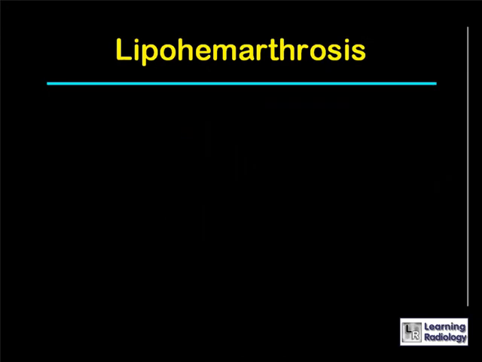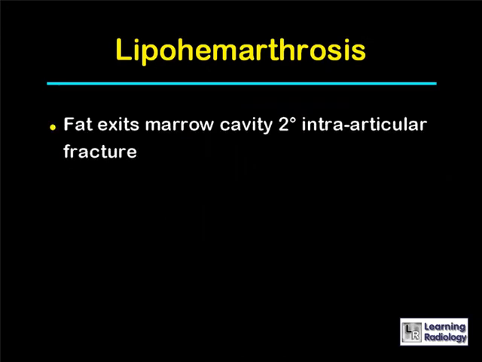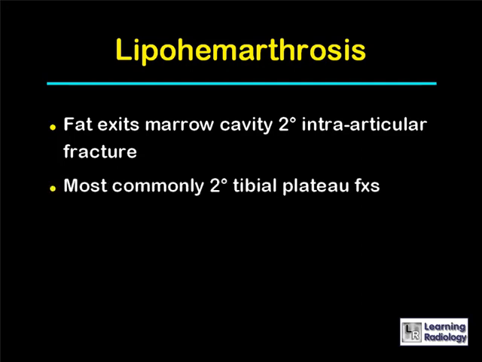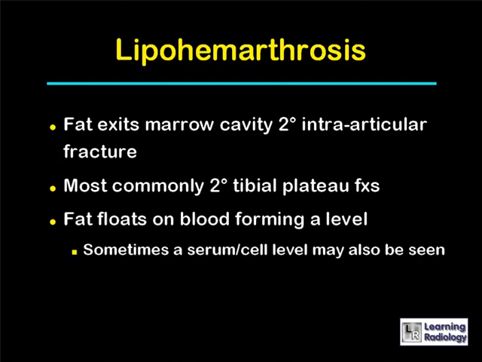A lipohemarthrosis occurs when fat exits the marrow cavity secondary to an intra-articular fracture. It most commonly is secondary to a tibial plateau fracture. Fat, being lighter than blood, will float on the blood, forming a fat fluid level. Occasionally, there may be further sedimentation, and the cells will sediment from the serum so that a triple fluid level can be seen.